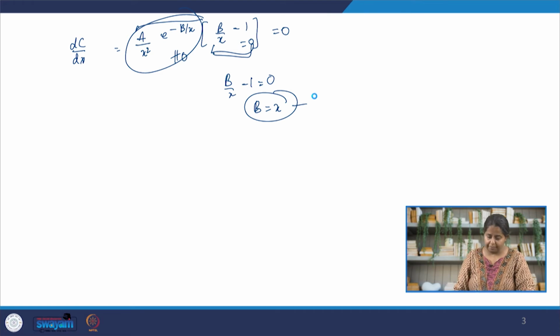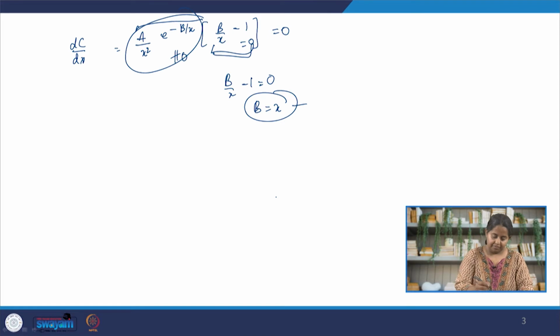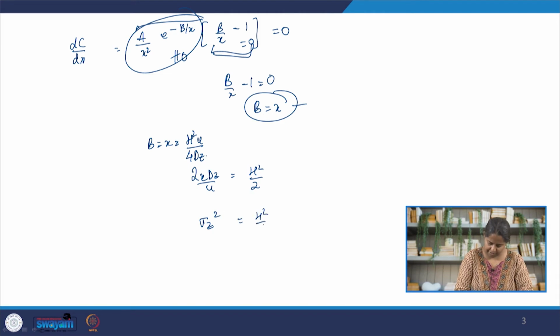Now what was our b? b was equal to h square u by 4 dz. So b is equal to x is equal to h square u by 4 dz, right? So let's put sigma z back. What you will get is 2x dz by u. So we want to put sigma z back, and we get sigma z square is equal to h square by 2.